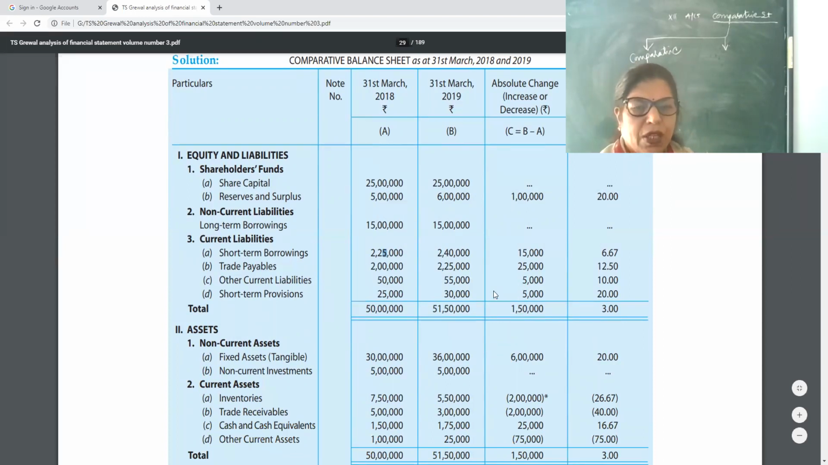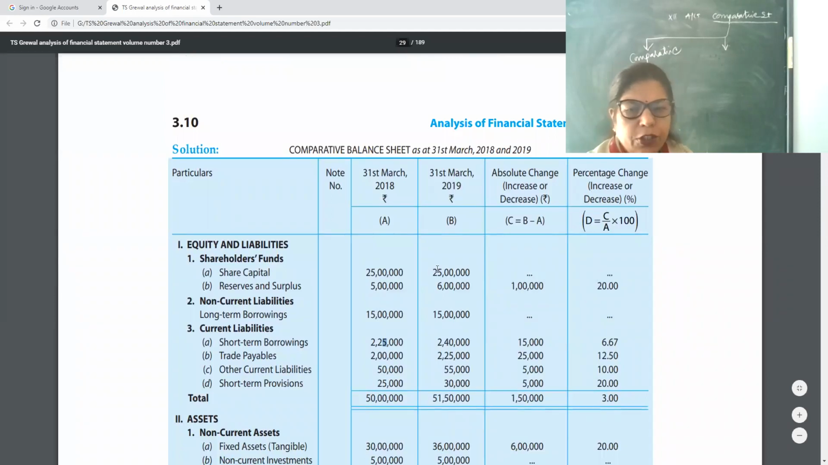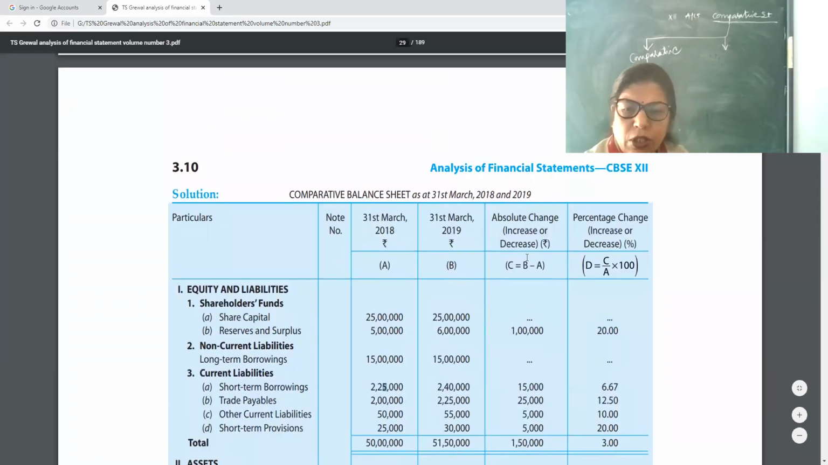Now see, one by one. When you copy it, then you can see absolute change, increase or decrease. 25 lakh, 25 lakh, no change. If no change, there will be no percentage change. Good. Now 5 lakh to 6 lakh, that is 1 lakh. Now how to calculate percentage change? Simple formula. 1 lakh upon 5 lakh into 100.